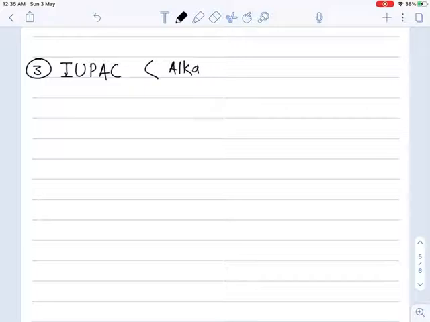from the alkane, the E of the alkane is replaced by OL. So we get alkanol. So alcohols are considered as alkanols. The E of the alkane is replaced by OL, so we get the alkanol.